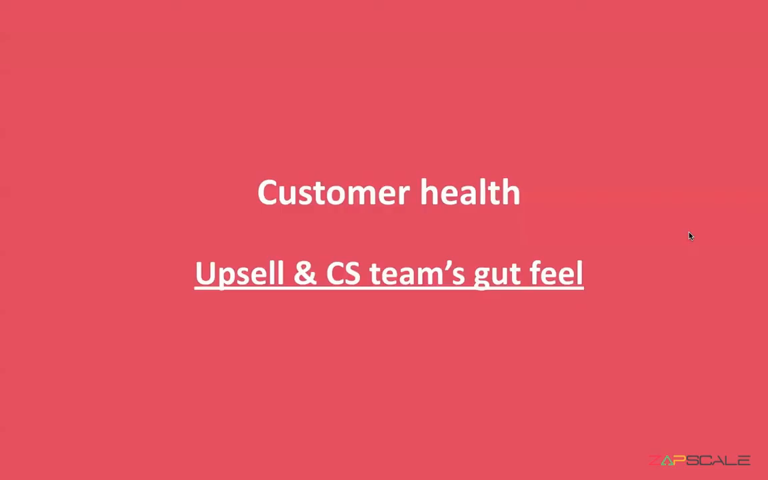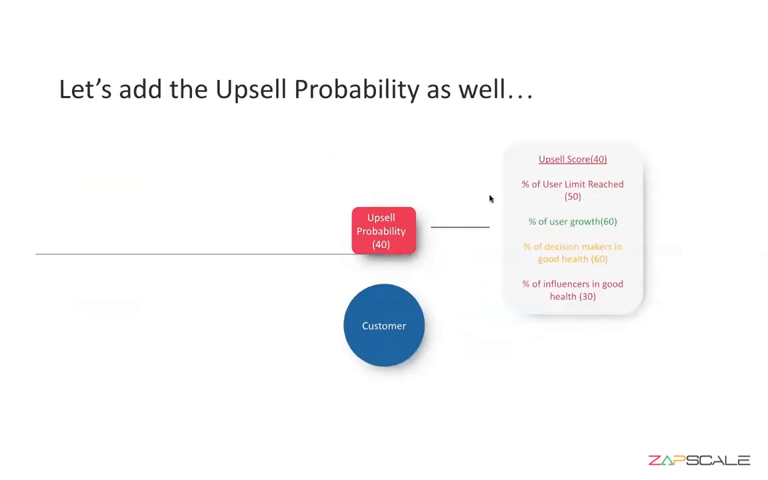Now, your upsell possibility would be derived from, let us say you have given out 100 user licenses to this particular customer. They have only reached 50% of it, but they're growing at a rate of 60%, which means in the next 2 months, they would be ready for upselling. When they are ready for upselling, you would also need to ensure that your users, who are basically decision makers and influencers for this particular customer account, are happy with the product usage and the outcomes that they're deriving. So overall, they're in good health.